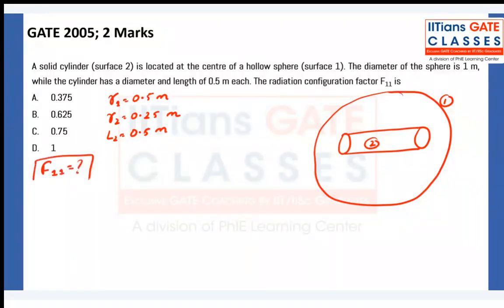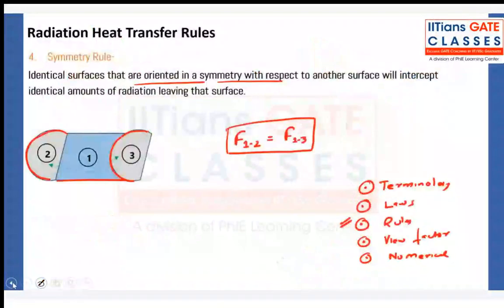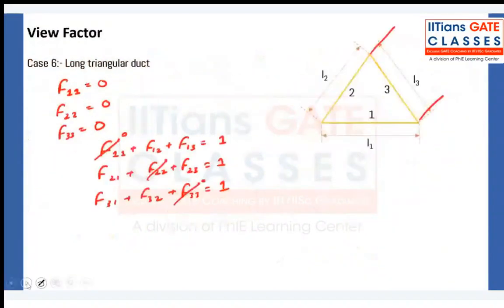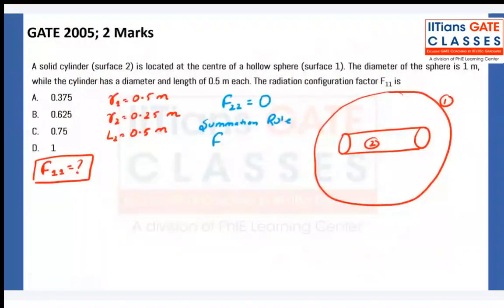Now you tell me. First of all, F22. How much is F22? Yes, F22 is 0. Then by using the summation rule, it is the summation rule, right? Yes. By using the summation rule, can I say F21 plus F22 is equal to 1? So can I say F21 is equal to 1? Any problem? Anybody?